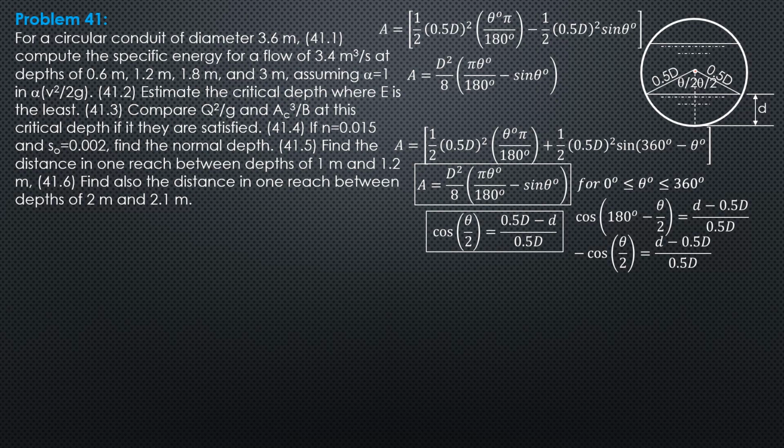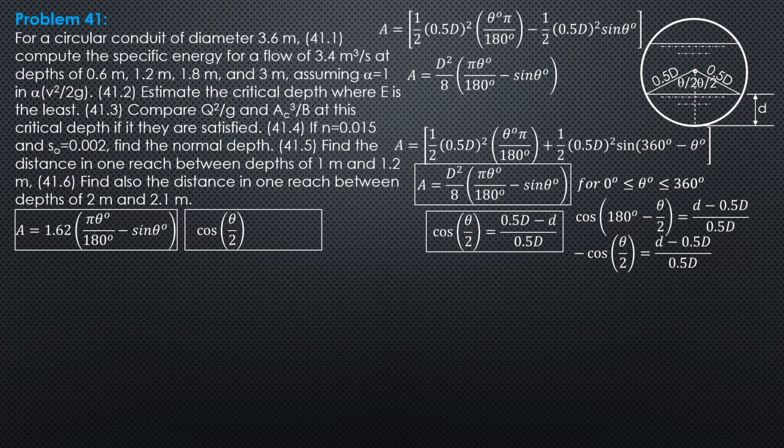Then, since we cannot fit all the solutions here, we have to proceed first to the longer solution, because the others will be tabulated. For 41.4, let's compute the normal depth. So area is 3.6 squared over 8, that's 1.62 if you simplify, times pi theta over 180 minus sine of theta. Then the perimeter is simply 0.5 d, radius 1.8 times central angle in degrees.